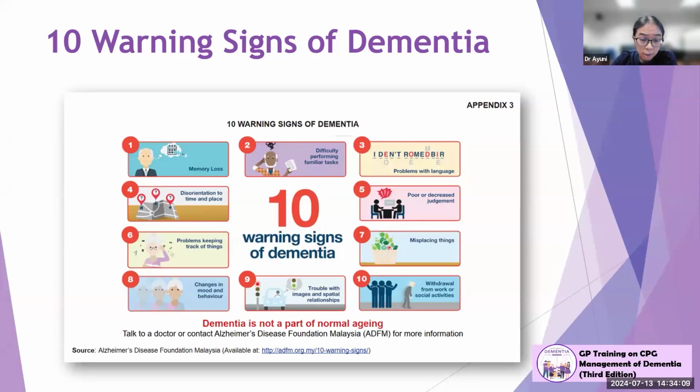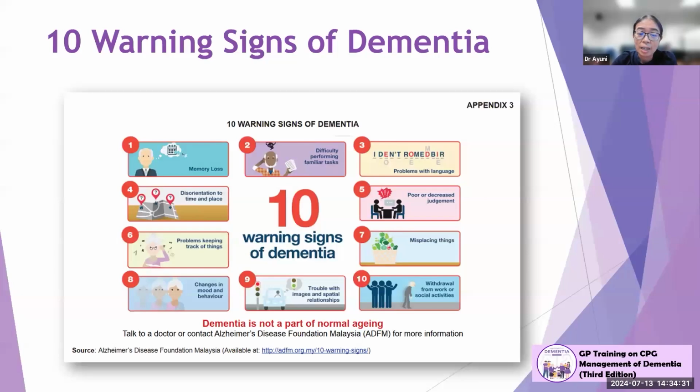And then number 9 is trouble with images and spatial relationships. So this is visual spatial function. For example, driving is a skill that requires visual spatial function. So sometimes the patients might present with a complaint that they easily get into accidents. The family may tell you this, yeah, they scratch the car, but they cannot remember where they scratched the car.